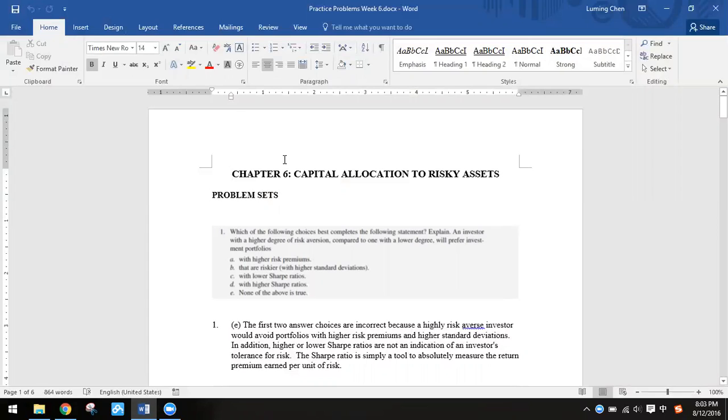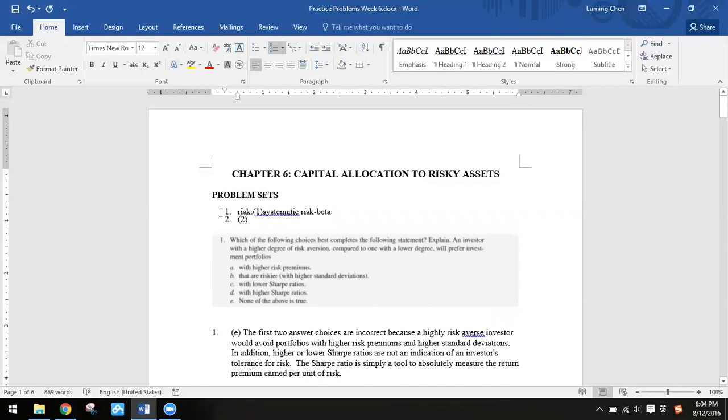Chapter 6 is about capital allocation to risky assets. There are two key things we need to keep in mind. The first is that we have two types of risk. The first is systematic risk, which is reflected by beta.